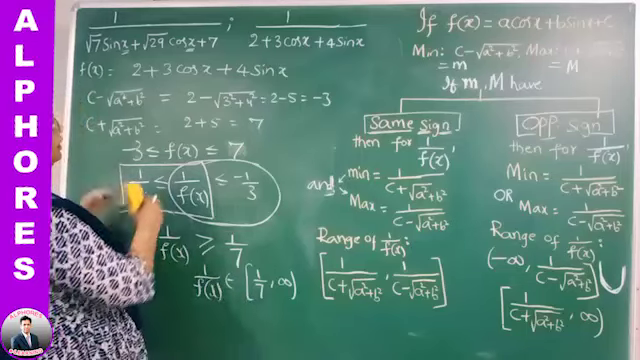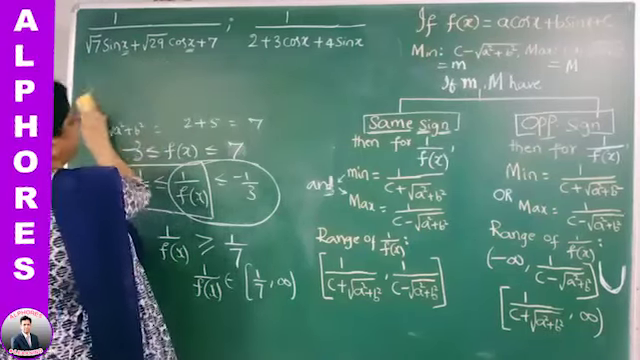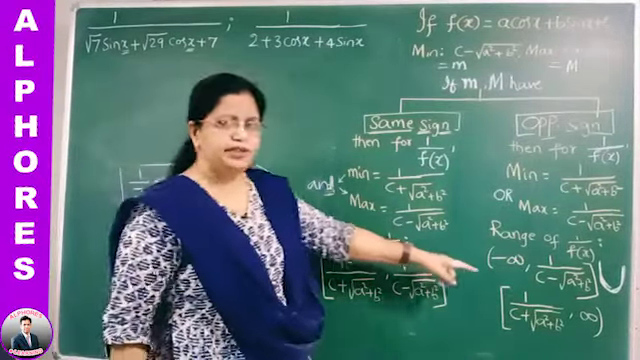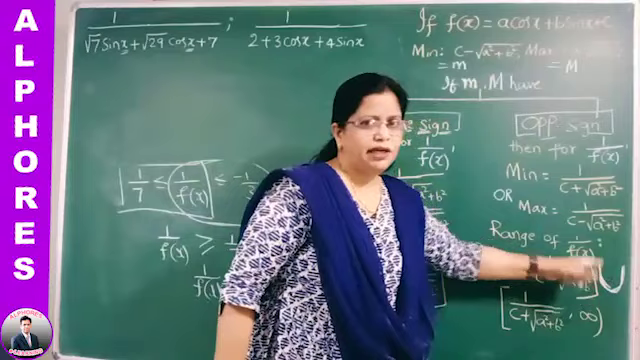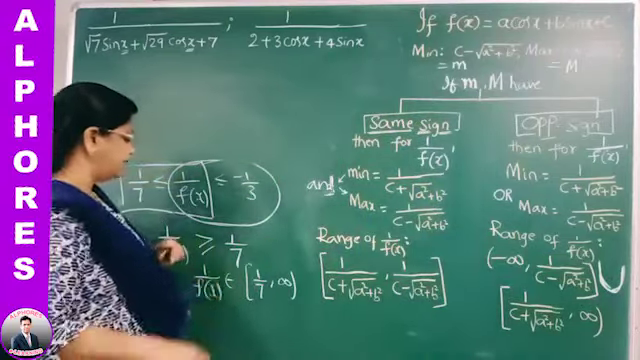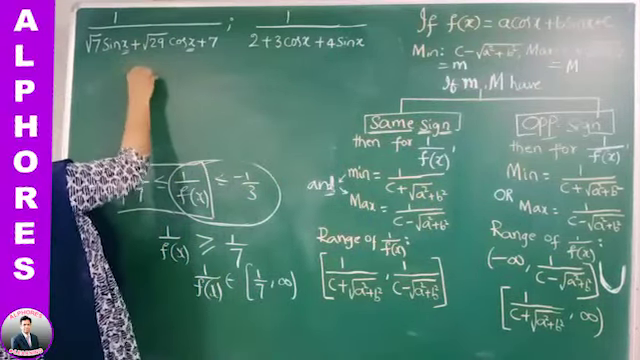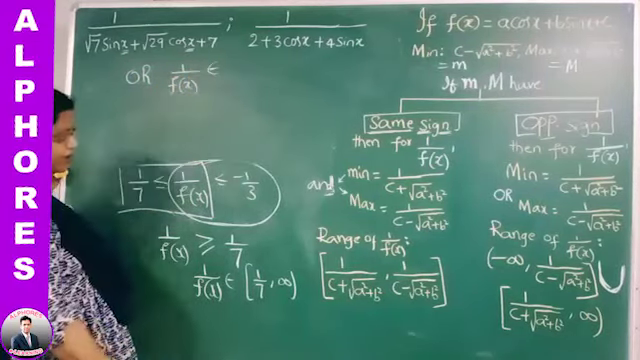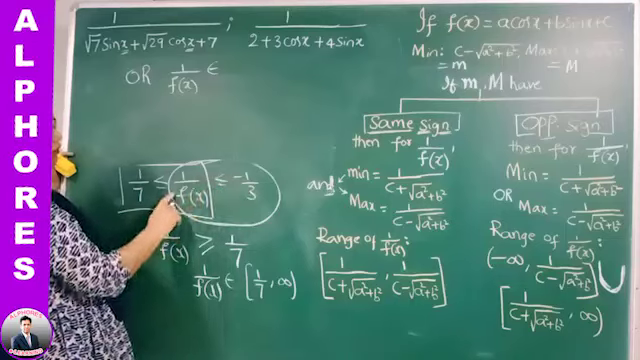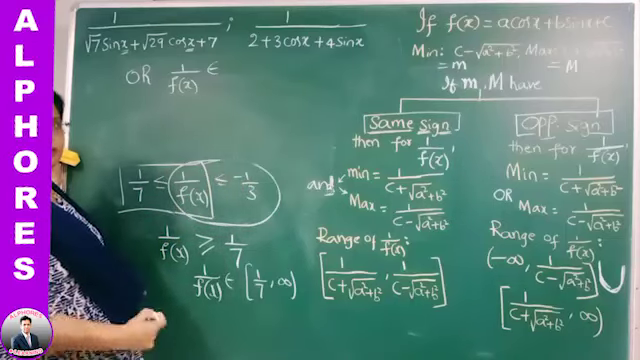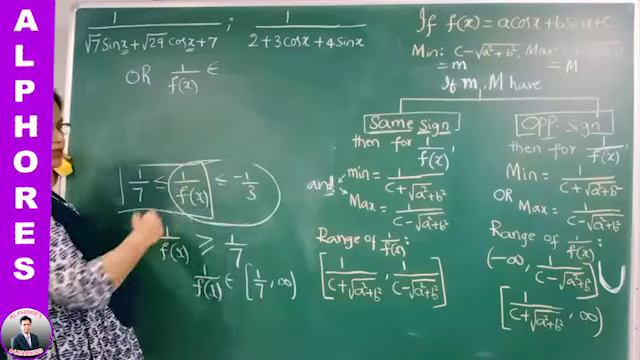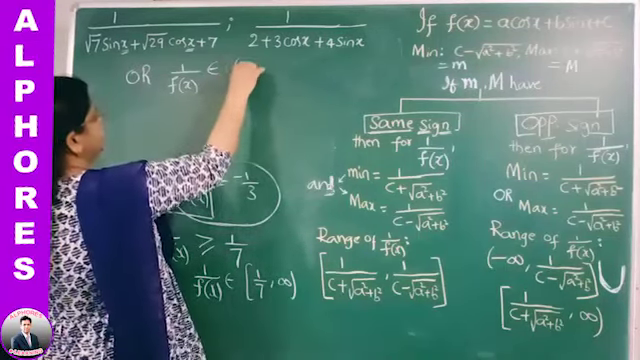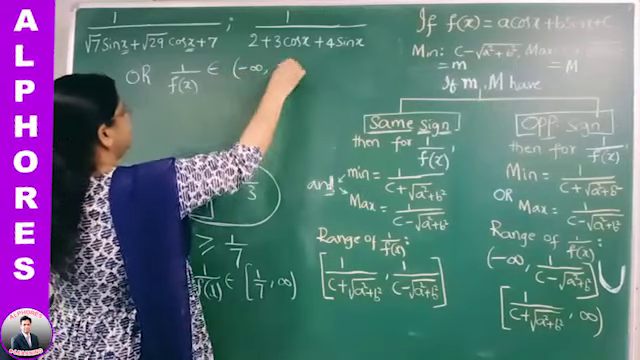In the same way, you can't directly write and understand. Here you have to make use of the symbol u, which represents union, or you can write it in this way: or 1 divided by f of x belongs to, now which kind of value? This side you take, that is less than or equal to minus 1 by 3. Less than or equal to minus 1 by 3 means it can go up to minus infinity. So it is minus infinity comma minus 1 by 3.